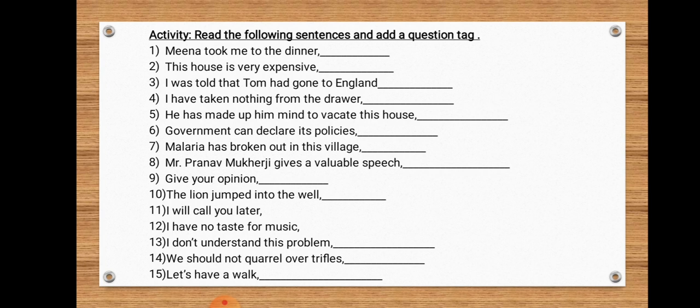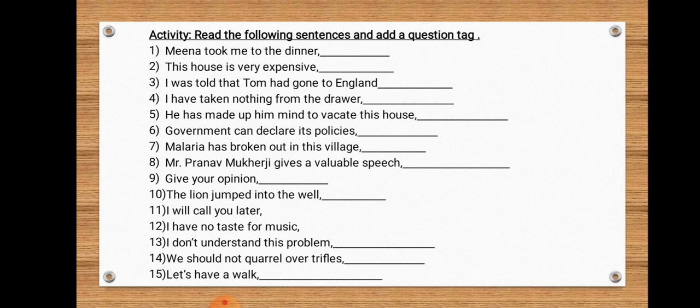Give your opinion, will you? The lion jumped into the well. So didn't it? I will call you later. Won't I? I have no taste for music. Have I? I don't understand this problem. Do I? We should not quarrel over trifles, should we? Let us have a walk, shall we?